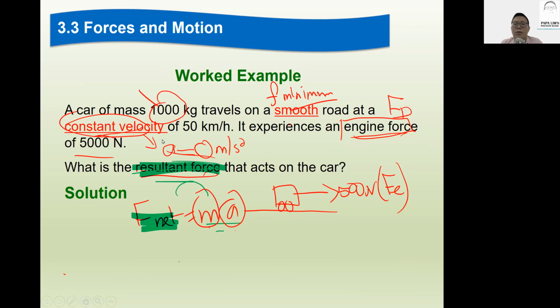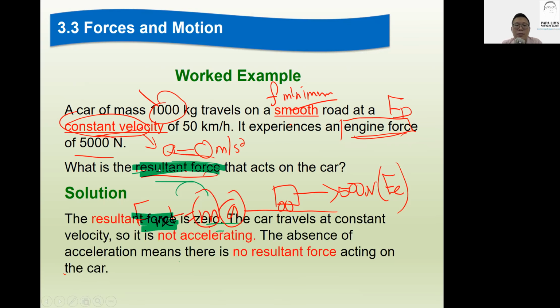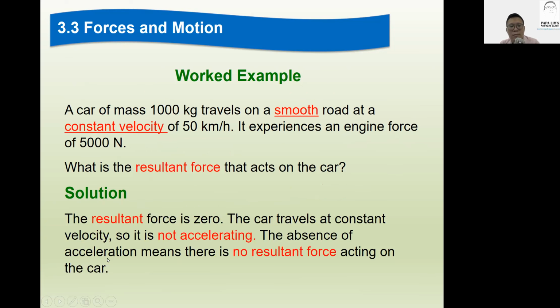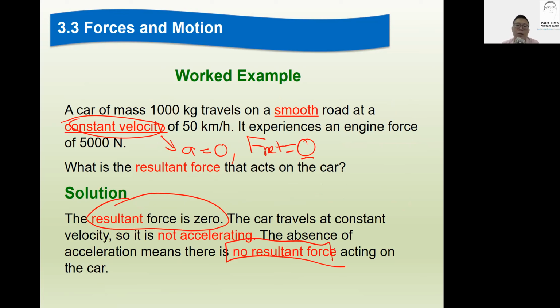So what is the resultant force acting on the object? It's actually 0. Because based on the question, constant speed means zero acceleration, and zero acceleration implies F net equals ma, which means F net equals 0. So take note of the calculations here.